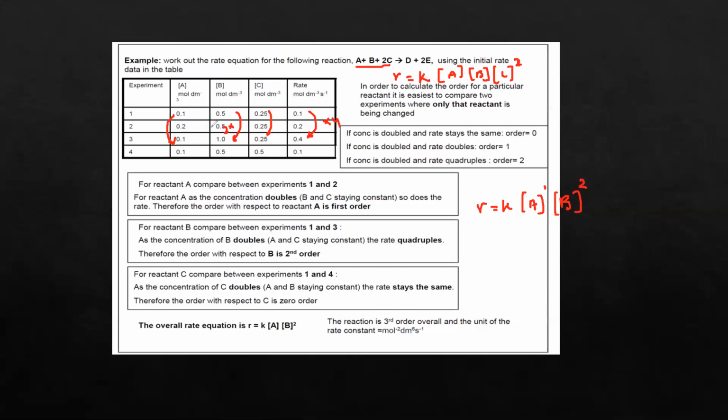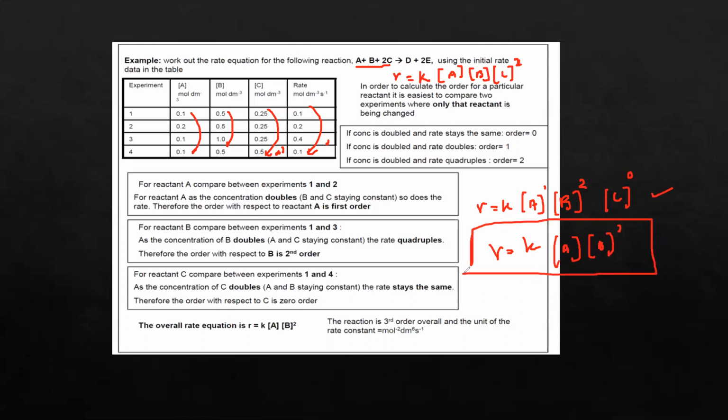And what about C? For C, we will compare experiment 1 with 4, because there is no change in A and no change in B. So C is multiplied by 2, but the rate does not change. So it is 0 order with respect to C, so C raised to power 0. Anything raised to power 0 is 1. So you can write rate is equal to K, A raised to power 1, B squared, and C raised to 0. This is also acceptable; they accept this in the exam when you write the rate expression. So this is the actual rate equation according to the experimental data. Is it clear? This example.